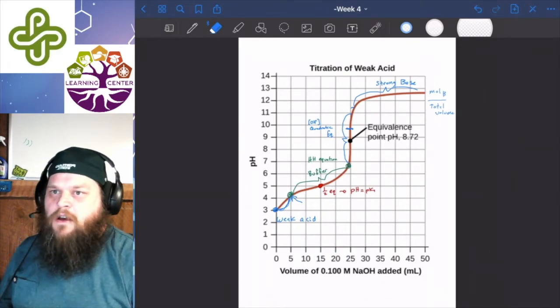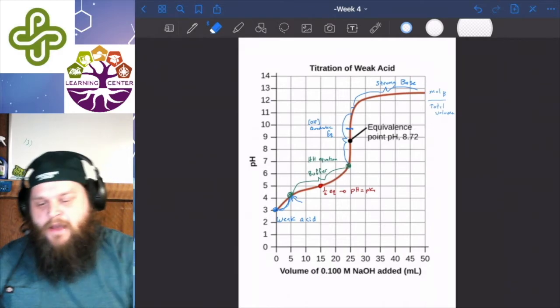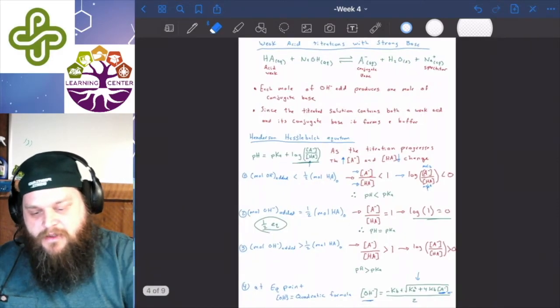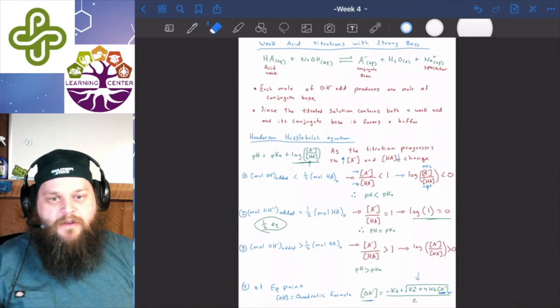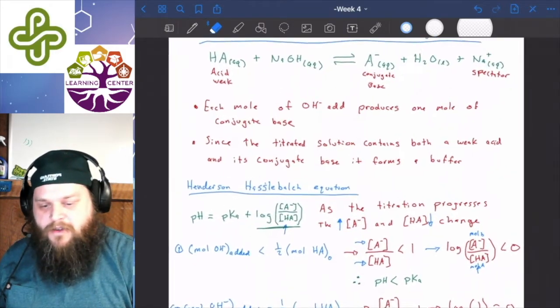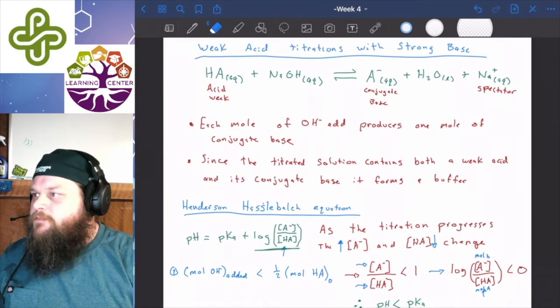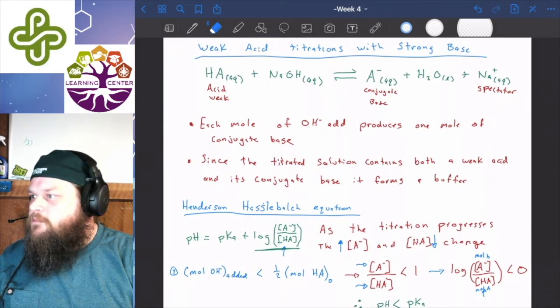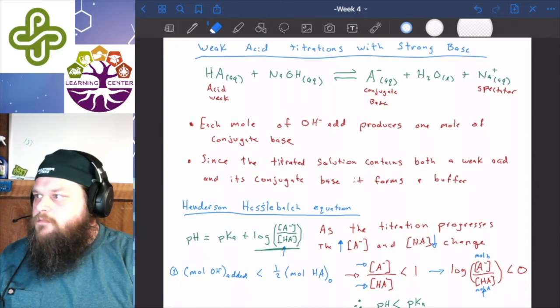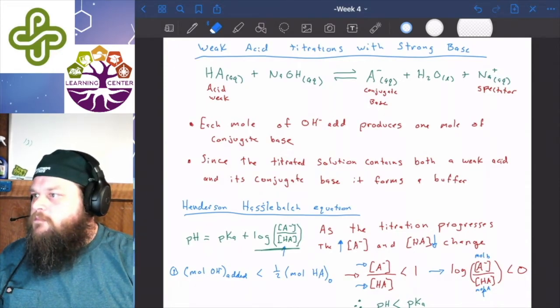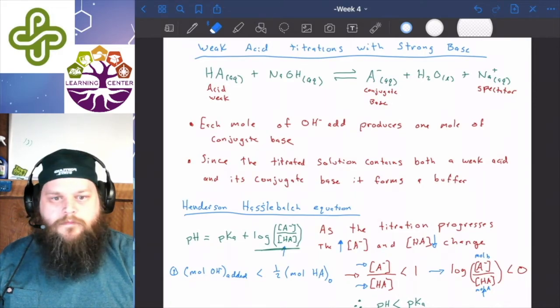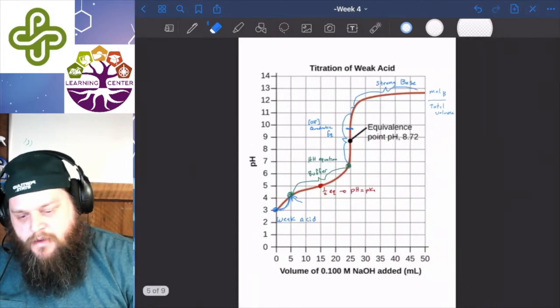Any questions on the weak acid or weak base titrations, anything with the buffers, the Henderson-Hasselbalch equations, that I can go into before I start diving into a problem? All right, let's try a problem here.